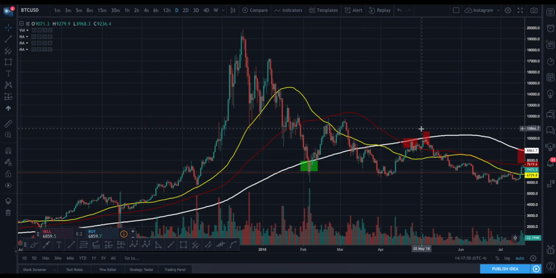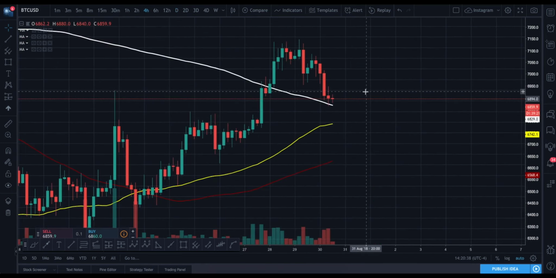Now, it's important to note that depending on what time frame you have on, the result will change completely. It is very likely that the coin found support on the 50 moving average on the 4-hour chart, but blew right past it on the 30-minute or 1-hour charts. Take a look at this example here.